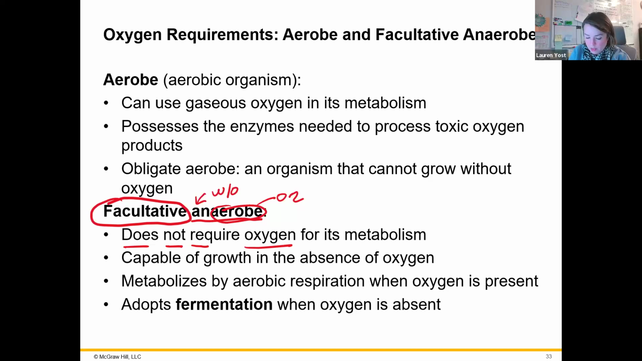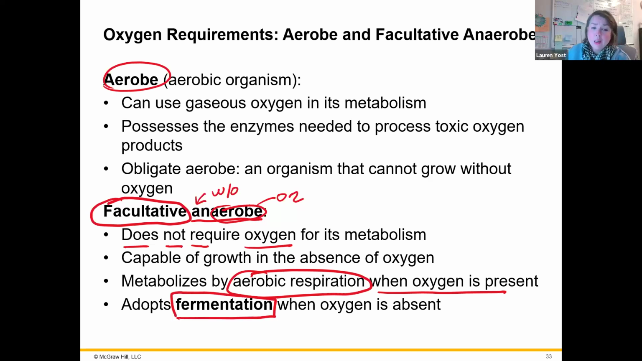When oxygen is present, they go through aerobic respiration, just like the aerobes do. When oxygen is absent, they go through fermentation. We'll talk more about what fermentation is in chapter 10, where they can switch between aerobic respiration using oxygen and fermentation, which is an anaerobic process that does not use oxygen. Okay?